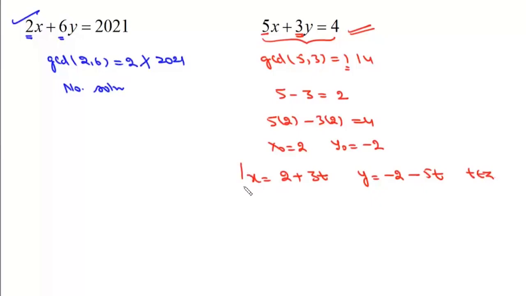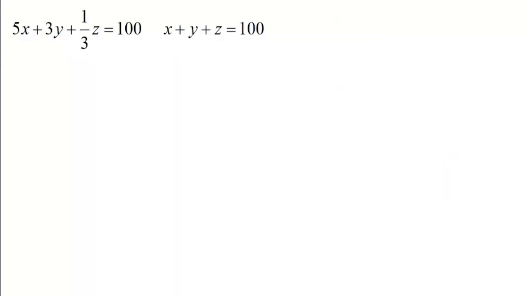So the general integral solution to this equation is x is 2 plus 3t and y is minus 2 minus 5t. Now let's take another one, in which 5x plus 3y plus 1 by 3 z equals 100, and x plus y plus z is equal to 100. We need to find integral solutions to this system of equations.